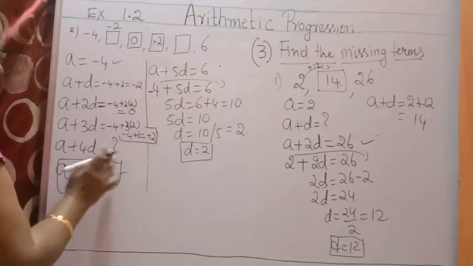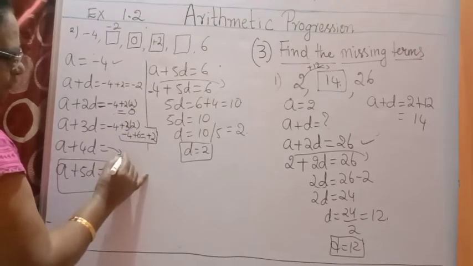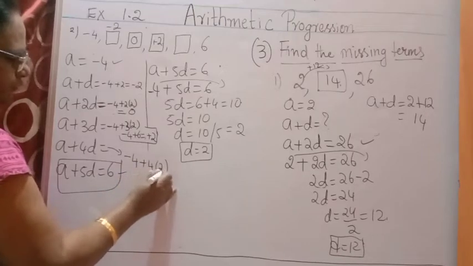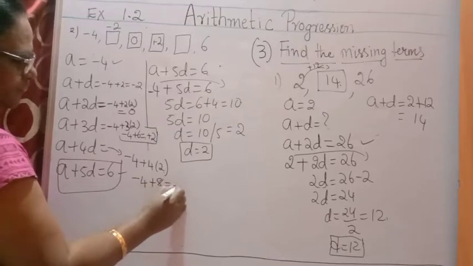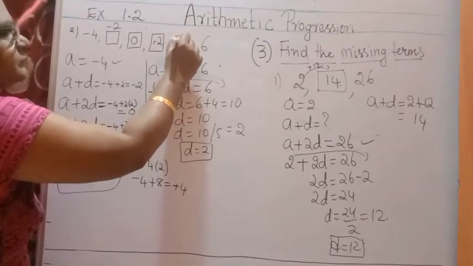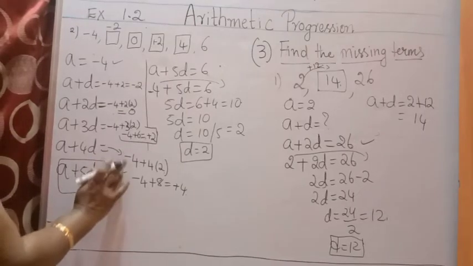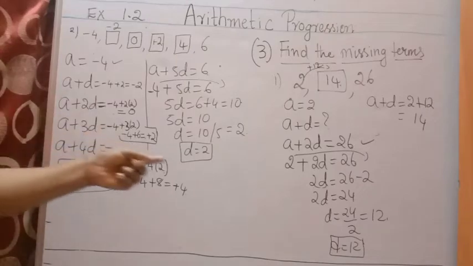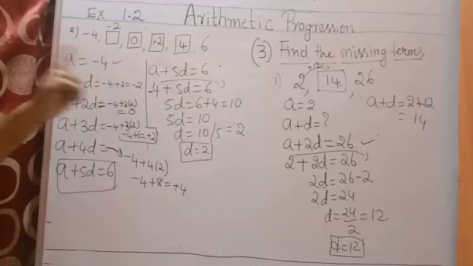Plus 2. So, A plus 4D is nothing but A means minus 4 plus 4 into D means 2. So, minus 4 plus 8, that is equal to plus 4. This is how you can find out the value of A and D. So, once you get the value of D, put the value. A plus D means minus 4 plus 2, you will get minus 2.